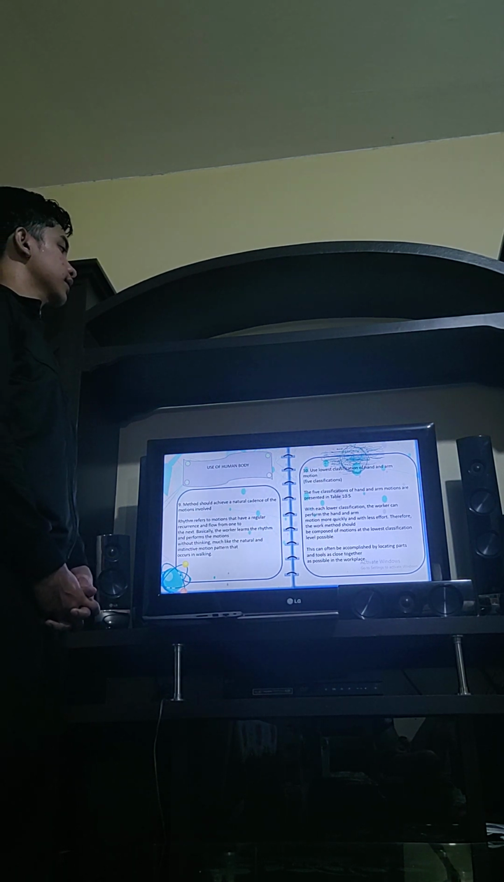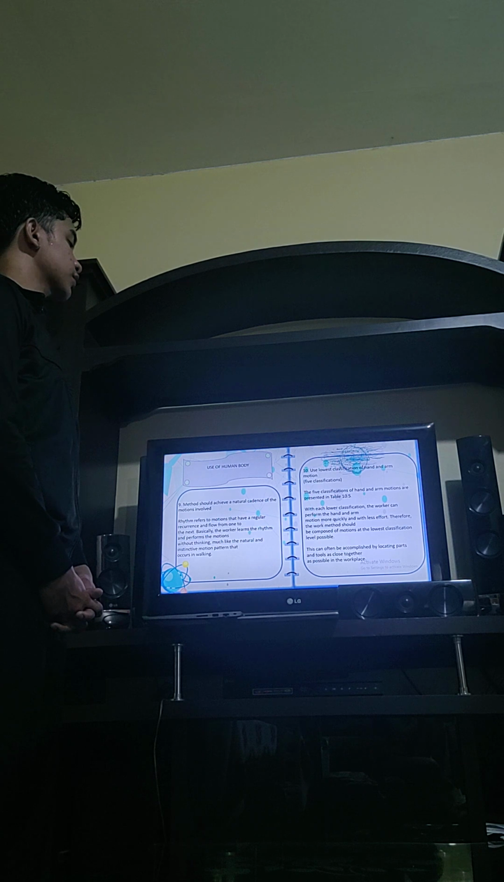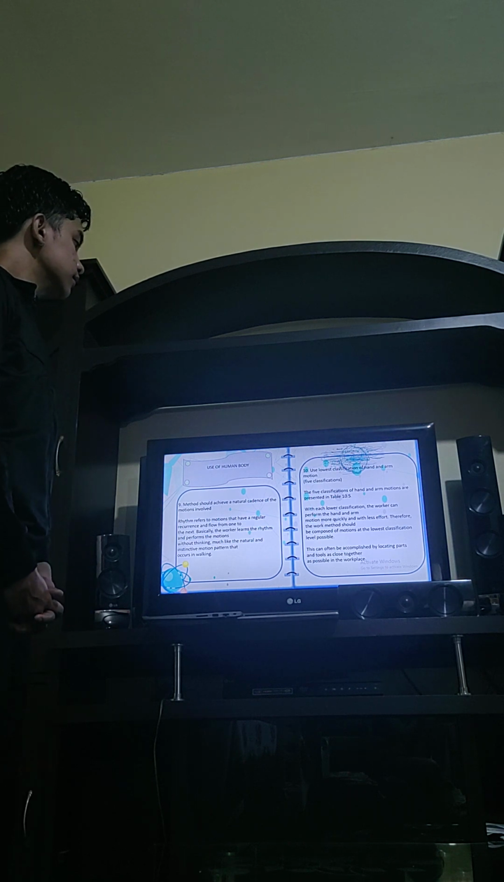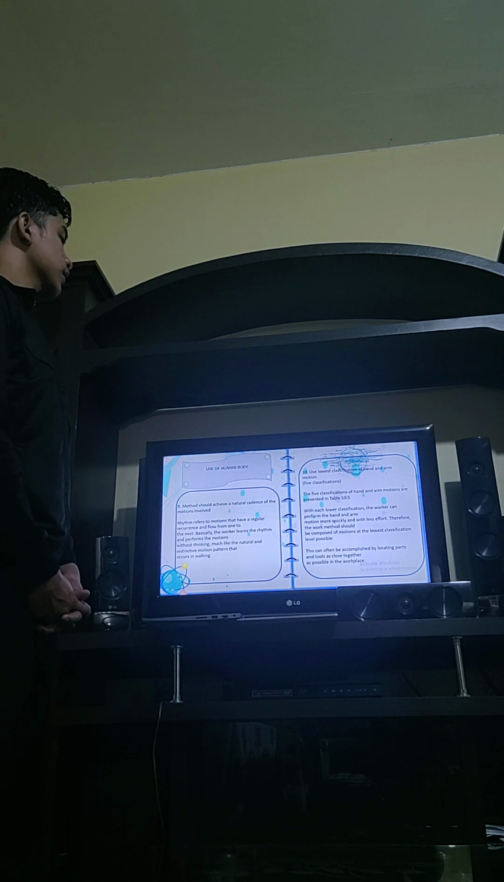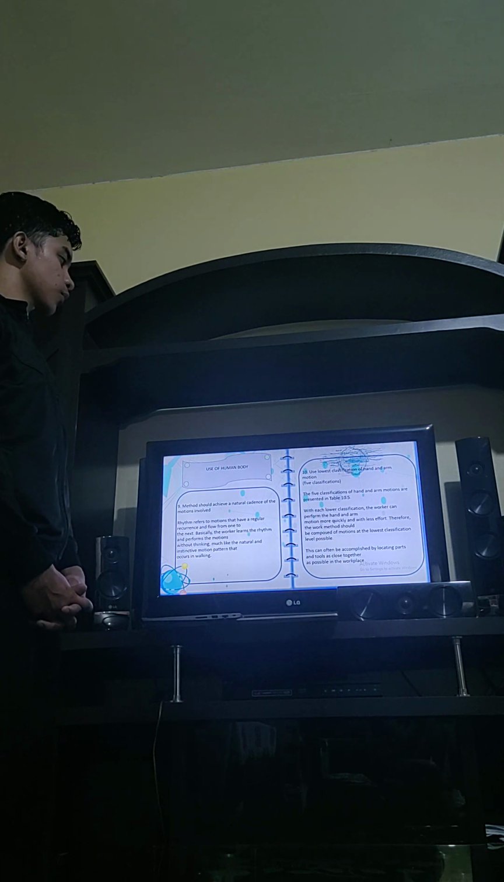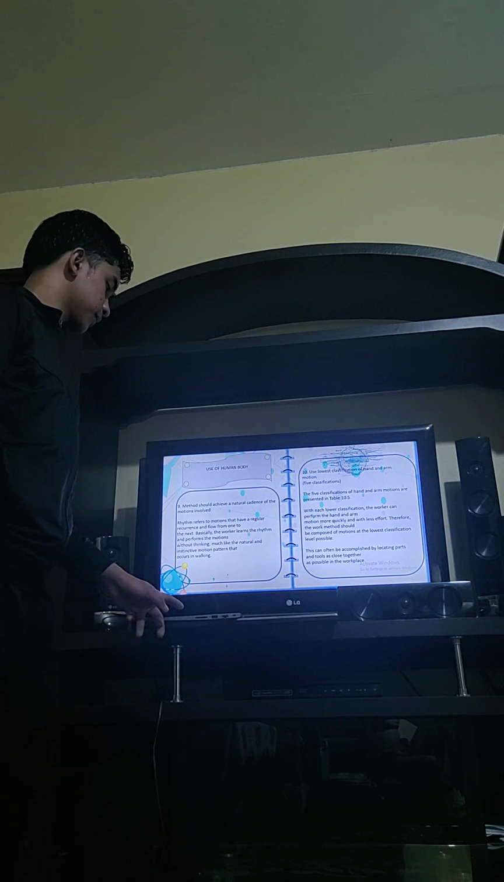And number 10, use lowest classification of hand and arm motion. The 5 classifications, with each lower classification, the worker can perform the hand and arm motion more quickly and with less effort. Therefore, the work method should be composed of motions at the lowest classification level possible.